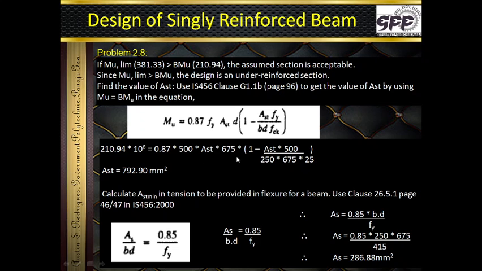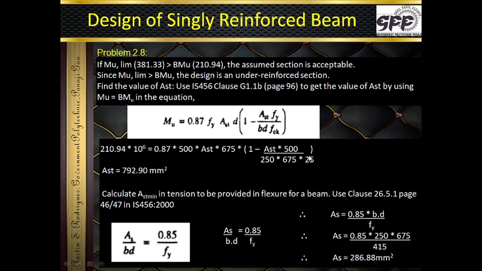Now when we solve this equation, please note there is AST over here, there is AST over here. This becomes a quadratic equation. Many of our calculators allow us to directly solve the quadratic equation and give the value, positive as well as negative value of the variable. But wherever it is not possible, we have to use the formula of the quadratic equation to solve the quadratic equation and get the roots. So finally solving it, we get the value of AST as 792.90 mm square.